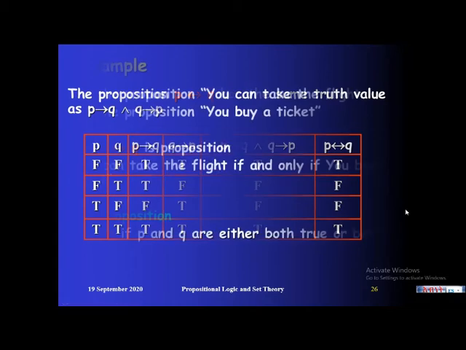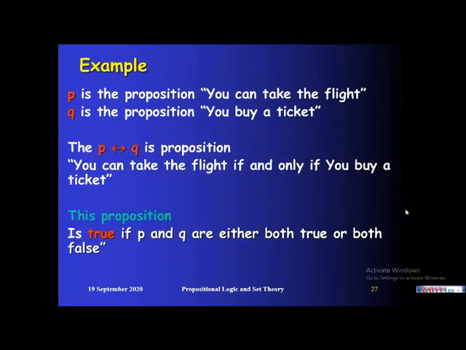Let us see examples. The first statement is: you can take the flight, and the next one is: you buy a ticket. P bi-implies Q is like this: you can take the flight if and only if you buy a ticket. This proposition is true if P and Q are either both true or both false.